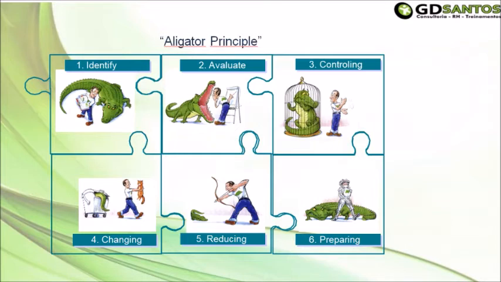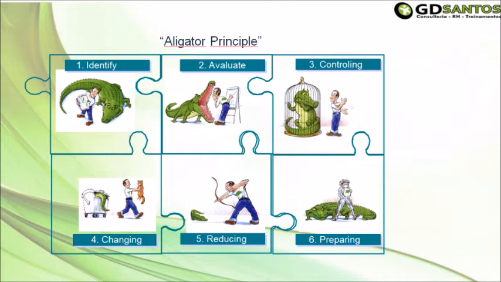Now is step number 5: reducing the danger. Well, let's suppose that it is not possible to change, and it is also not possible to reduce the danger. What should I do? That's step number 6. I prepare myself for facing this dangerous situation. I face the danger, but I protect myself. As a clear example, we use appropriate PPE.